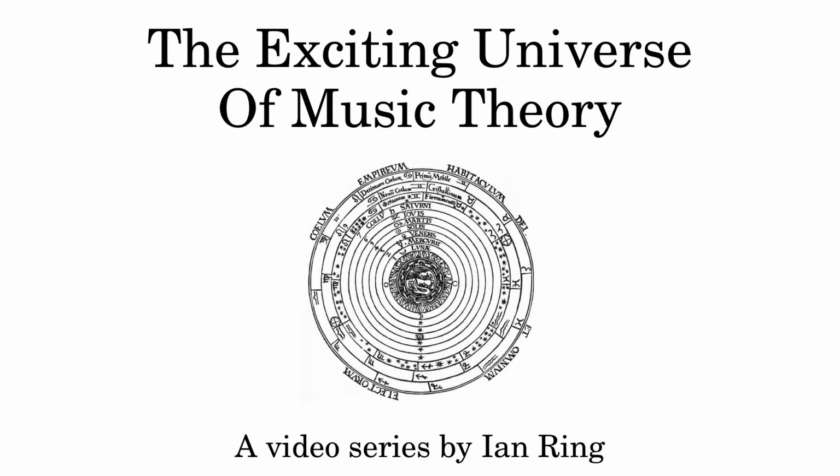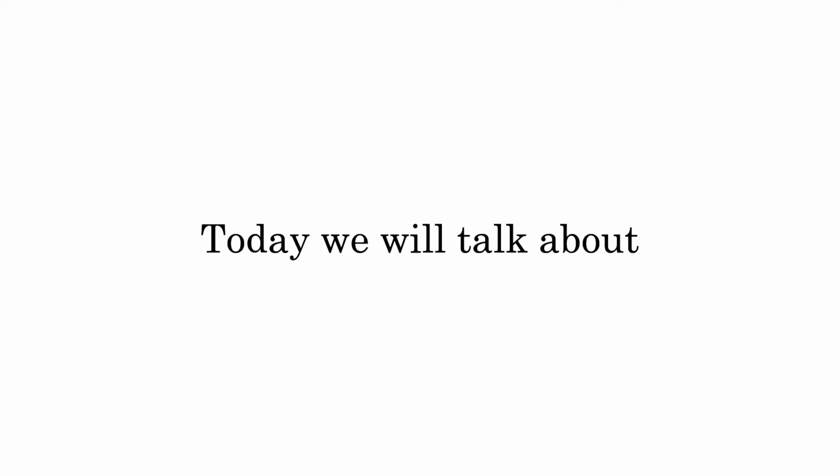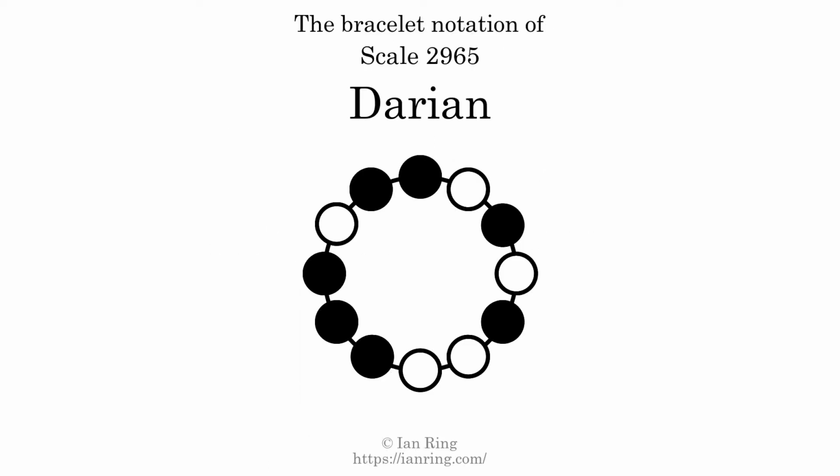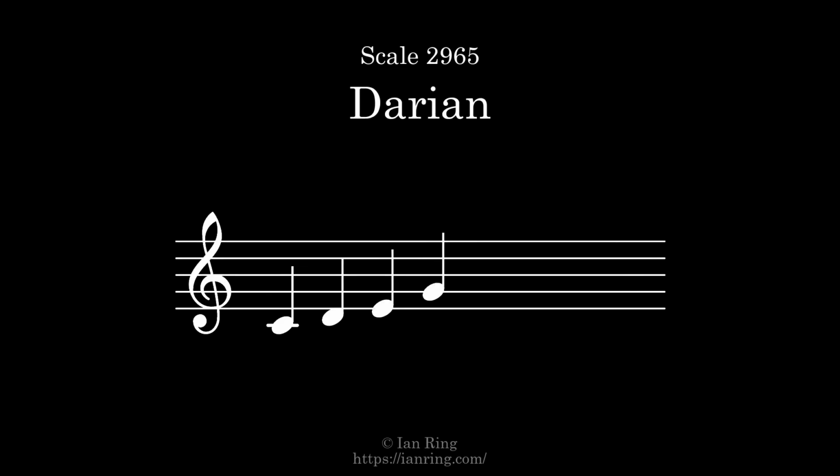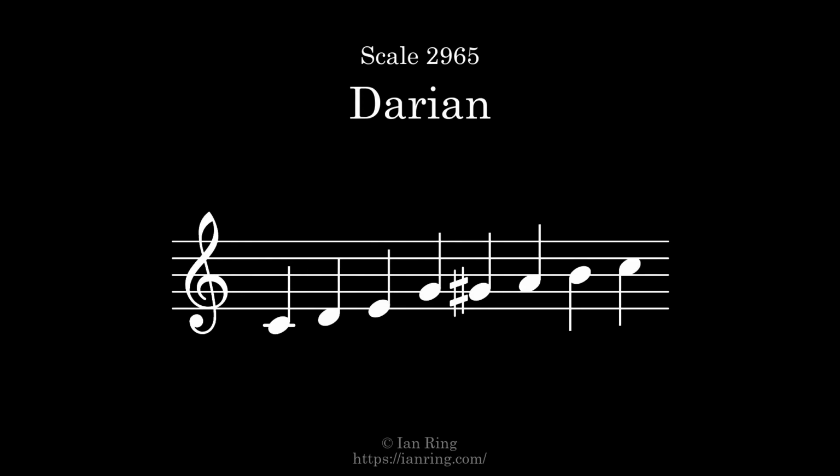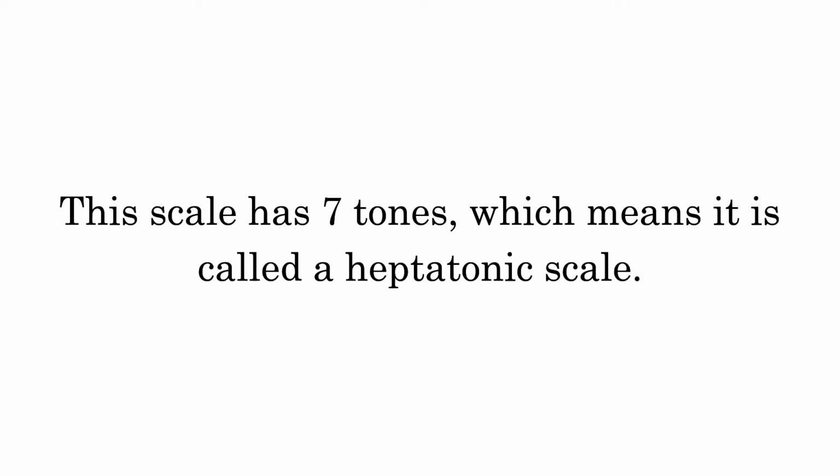Welcome to the exciting universe of music theory. Are you ready to learn? Then let's begin. Today we will talk about scale 2965, Dorian, which sounds like this. This scale has 7 tones, which means it is called a heptatonic scale.